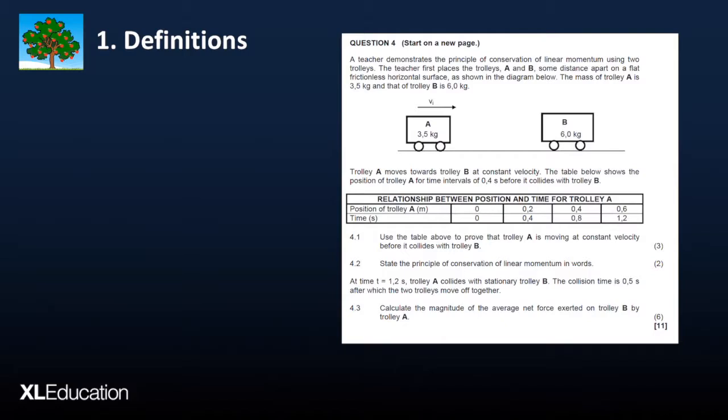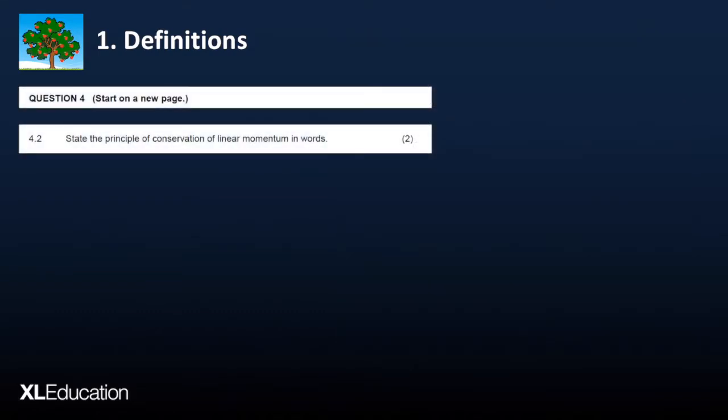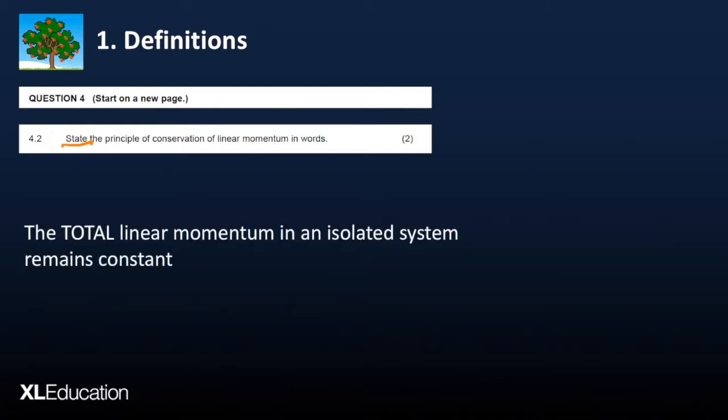That is the question on momentum. If you look at question 4.2, state the principle of conservation of linear momentum in words. Right. Stating the principle of conservation of linear momentum in words, you should bear in mind, guys, that for any conservation law, there are keywords that should be there. The keywords like total and isolated system remains constant.